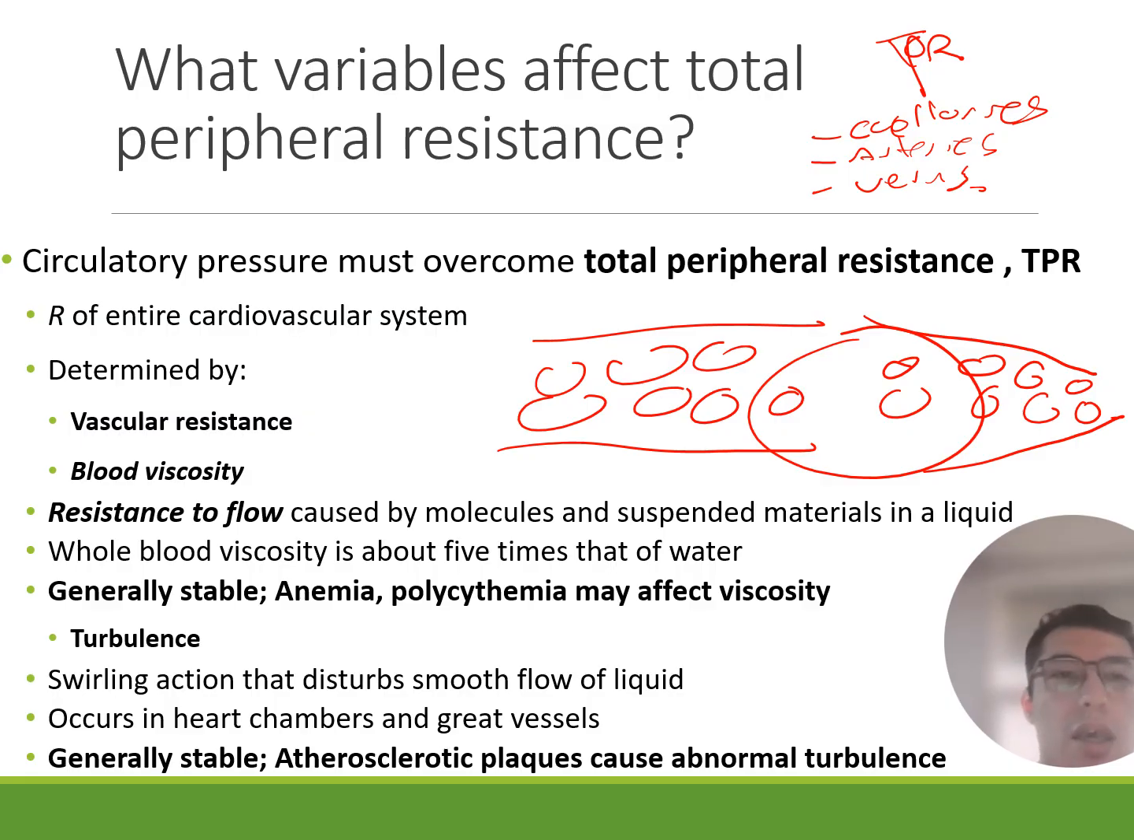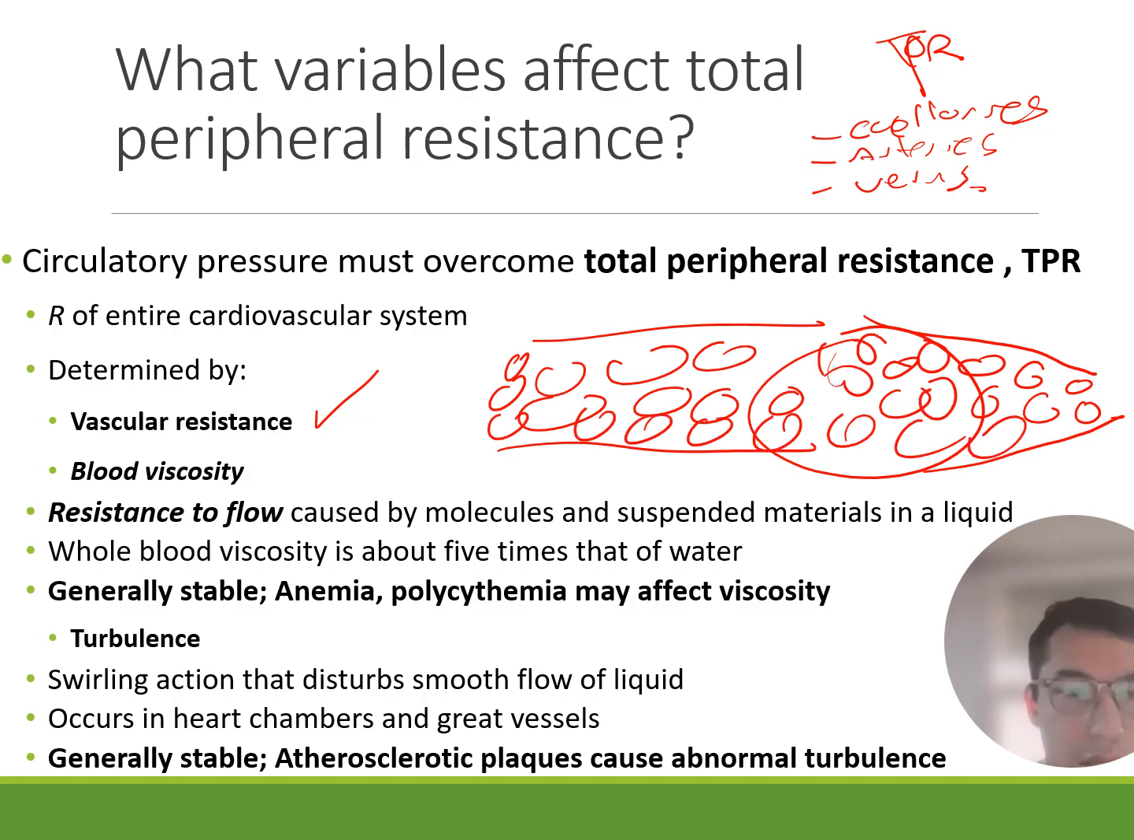All right. So what affects total peripheral resistance? One is going to be vascular resistance, how narrow those vessels are. Also, if you have more red blood cells, your traffic jam is going to be even bigger. That is what we refer to as blood viscosity, how thick that blood is. And we have turbulence. Turbulence means they are relating to the vessel or the structure where blood is going.